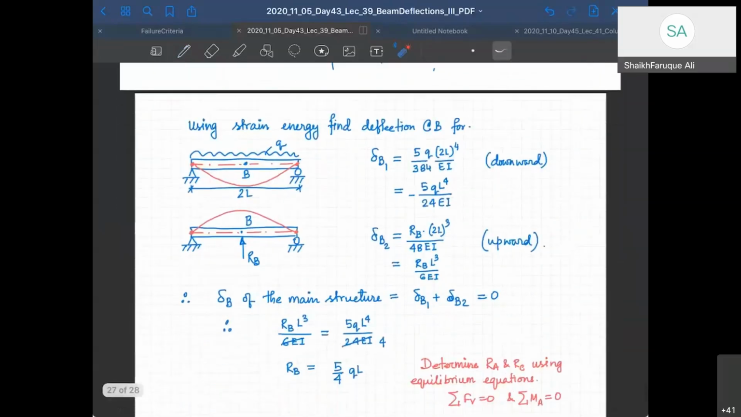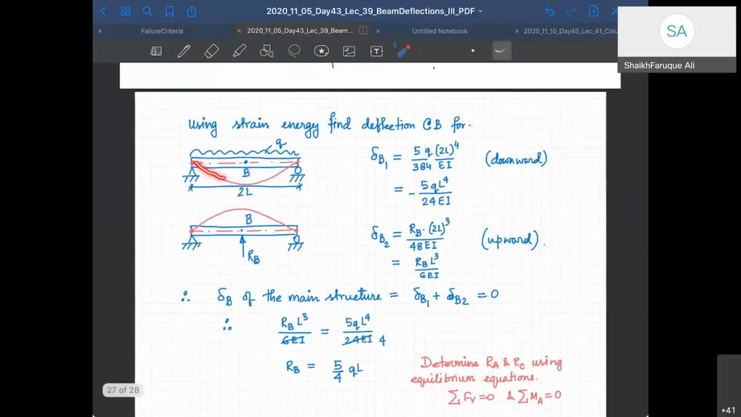Again, the first part is only the UDL. The second part is only the RB. Now this time I'm using the strain energy principle. Please do it yourself. Your delta B1 is going to come out as 5QL⁴ by something. For the strain energy principle, we know the formula for this, I think. So I've just put 2L instead of L here, and we get this formula. So that is delta B1, and it is downward, right? So I've kept it negative. And this is upward. We also know for a point load what the deformation will be.